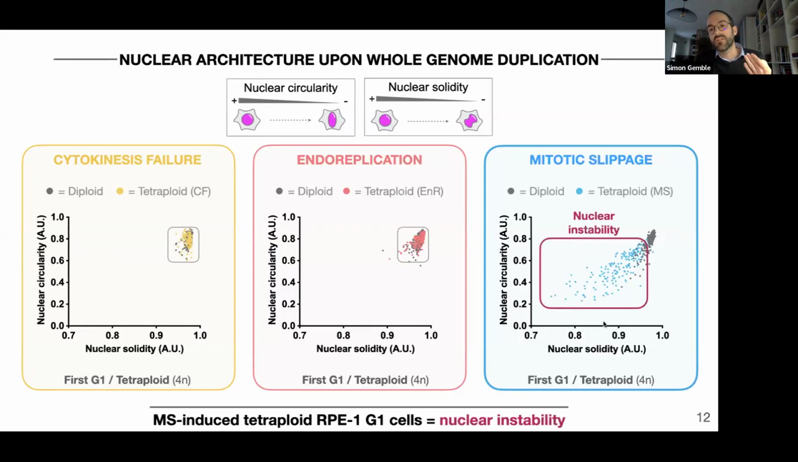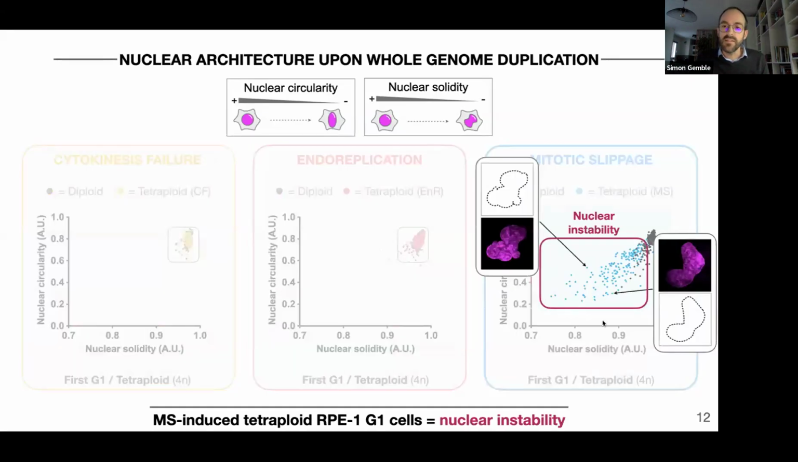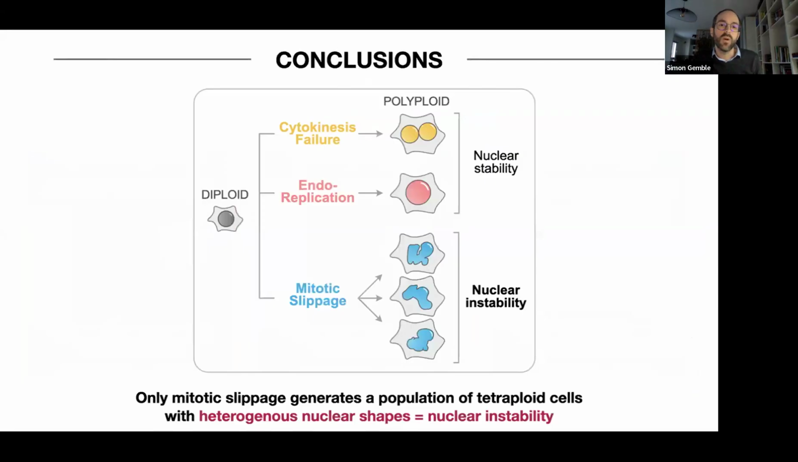We observe that many cells can have different nuclear circularity and solidity indexes because they have different nuclear shapes. So it means that mitotic slippage generates a heterogeneous population of cells with different nuclear shape, a phenotype that we called nuclear instability. And so the conclusion here was that only mitotic slippage generates nuclear instability after whole genome duplication.